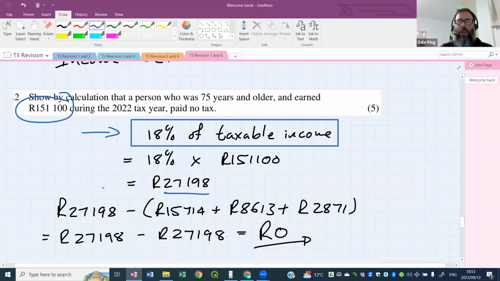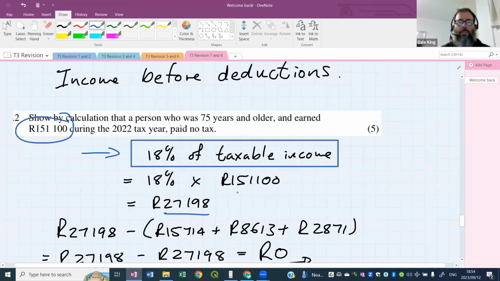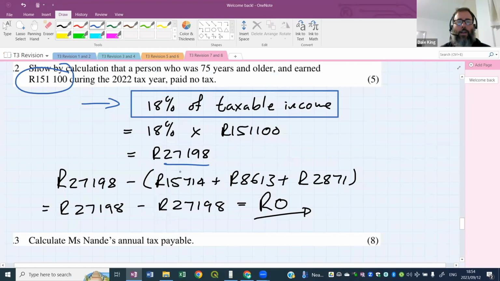They give rebates. They give you money back depending on how old you are. So there's a rebate table which says if you are below 65 years, you get that rebate back. If you're 65 and older, you also get that one. And if you're 75 and older, you also get the third one. So you get 3 rebates if you're 75 years and older. In this table over here, there's the first rebate, the second rebate, and the third rebate.